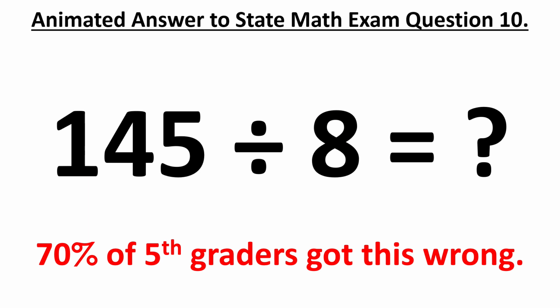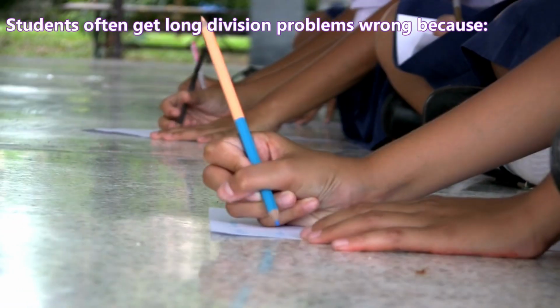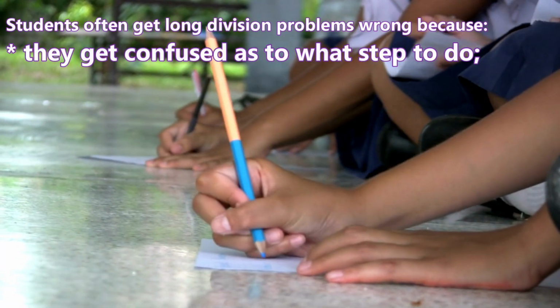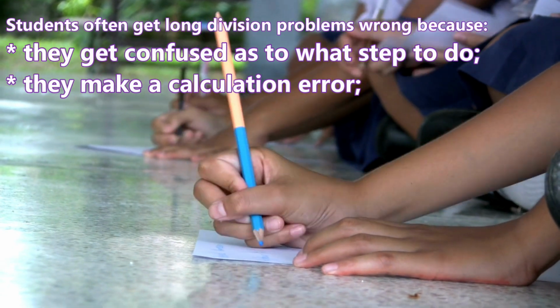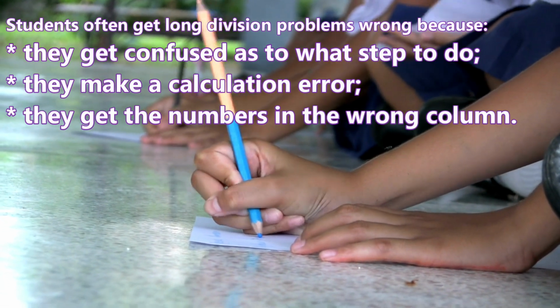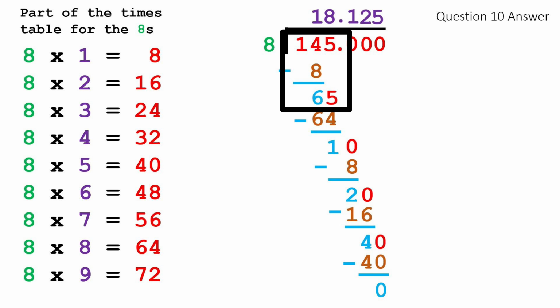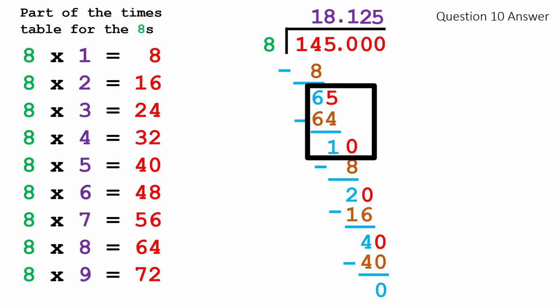Almost all the students who answered this state test question got it wrong. Before we solve this problem, we want to give you some general tips to help you get the right answer. Students often get long division problems wrong because they get confused as to what step to do. They make a calculation error, or they get the numbers in the wrong column. It's easy to get confused as to what step to do.